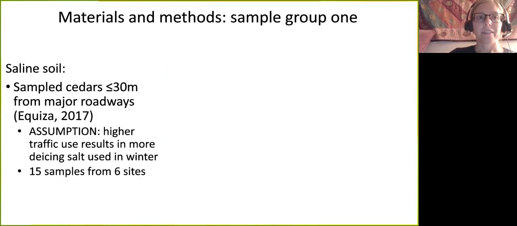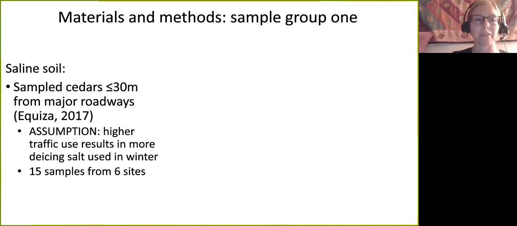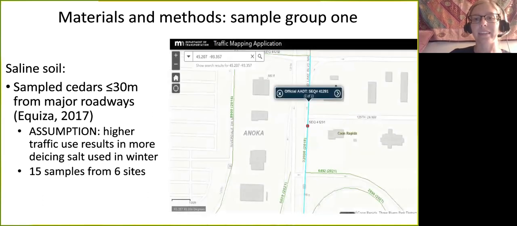Sample group 1 was the sample group of high saline soil. The cedars I sampled here were less than 30 meters away from those major roadways. A good assumption to note here was that I assumed higher traffic would result in more de-icing salt used in the winter. The need to just keep those roads clear would mean that we need to keep those salts on it. I ended up taking 15 samples from 6 different sites of these high saline areas.